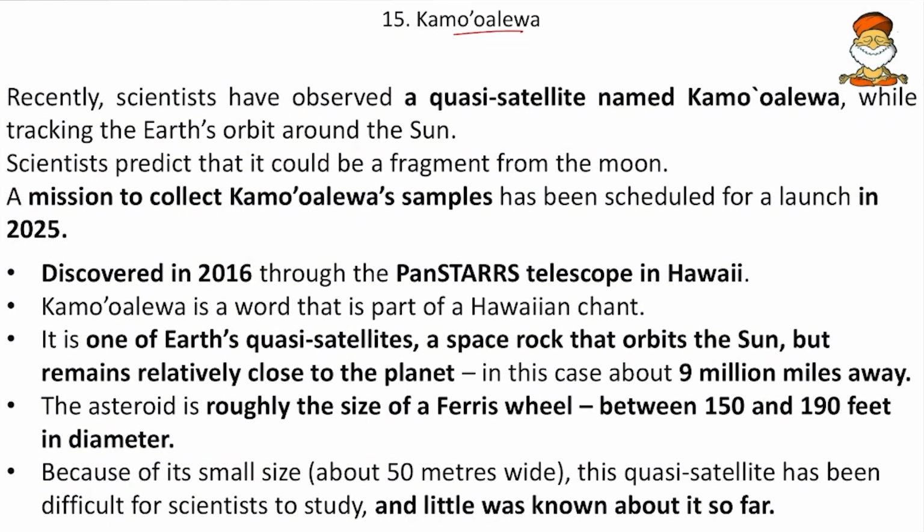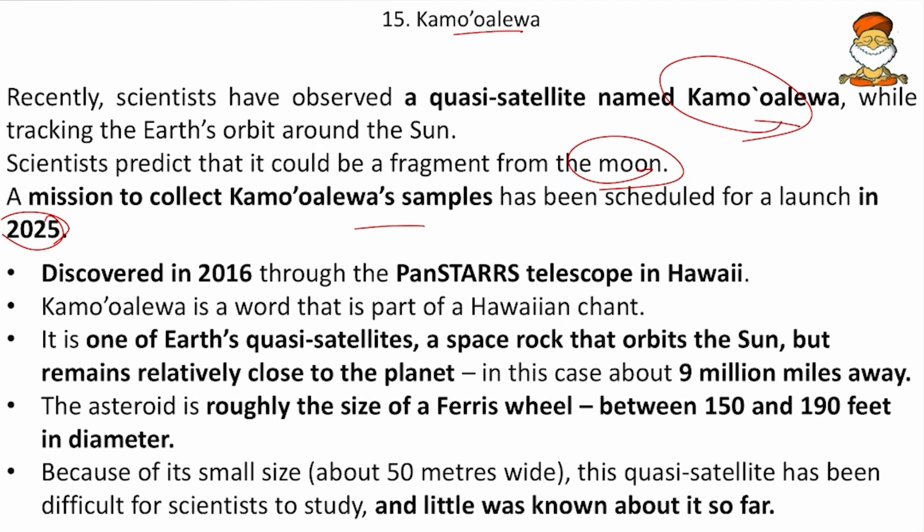The Kamo'oalewa. So recently scientists have observed a quasi-satellite named the Kamo'oalewa while tracking Earth's orbit around the sun. So friends, apart from the moon, we have a quasi-satellite. So scientists predict that it could be a fragment from the moon. So we don't know whether it is a different object or a part of the moon. And then the mission to collect the Kamo'oalewa sample has been scheduled for launch in 2025. So by 2025, we will be getting a sample of this quasi-satellite.